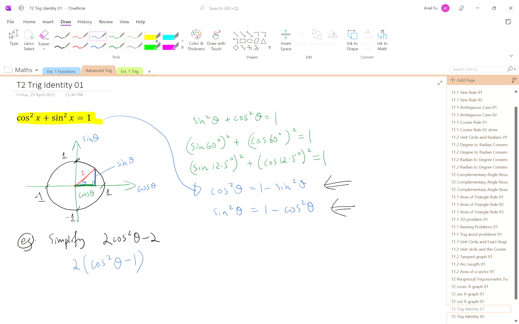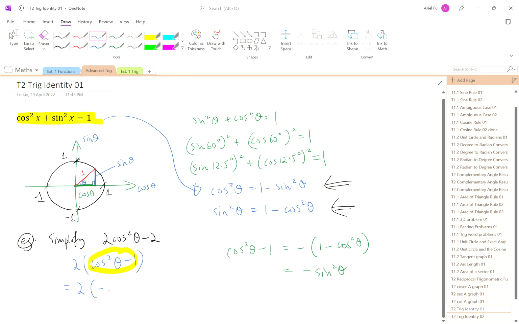And if I look at this part, cosine squared theta minus 1 is literally the negative of 1 minus cosine squared theta. And what was 1 minus cosine squared of theta? It is sine squared theta. Okay, so that means I can then replace this and substitute into here. This is 2 times negative sine squared theta, and we write it as negative 2 sine squared theta.